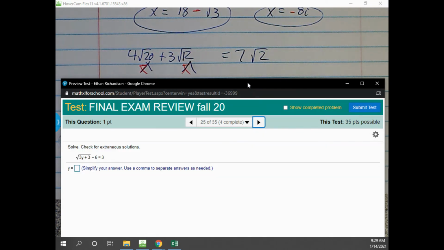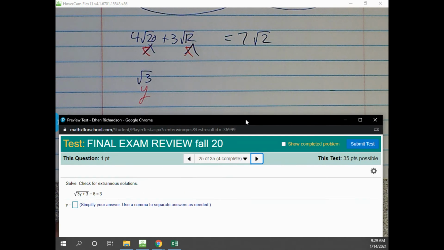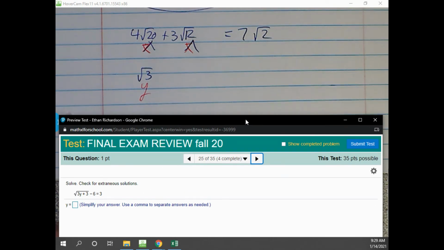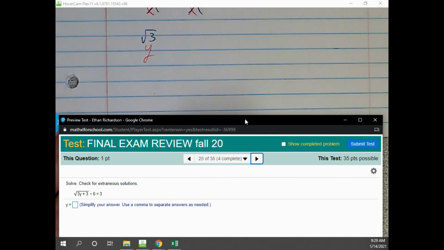Okay. 25. We're solving the equation. We're checking for extraneous solutions. So it's saying, all right, you've got to check the answers because some answers may not make sense. So this is 25.